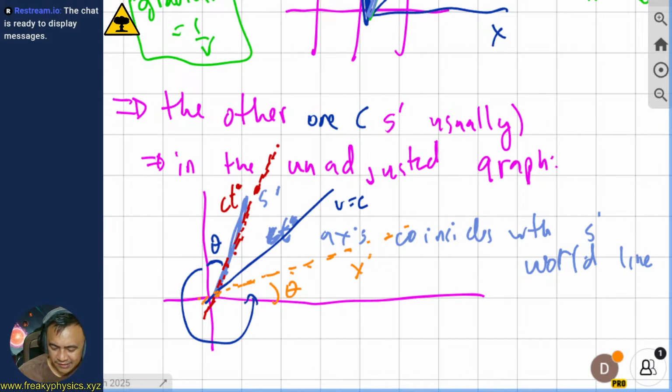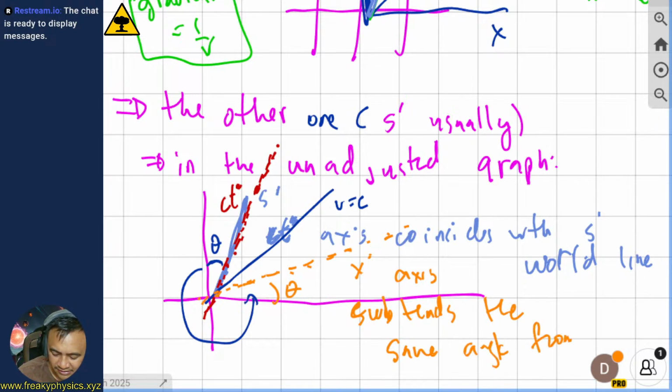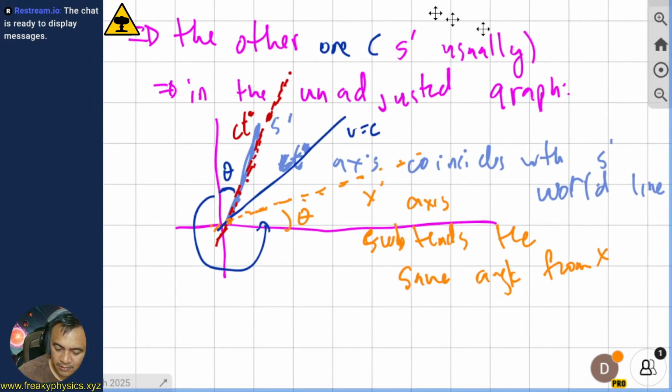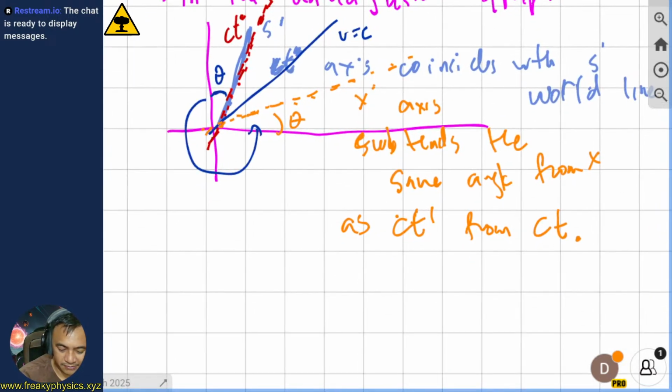So the x prime axis subtends the same angle from x as ct prime from ct. All right, so that's the idea now. And then of course all the other grid lines will follow. All other grid lines will follow these lines.